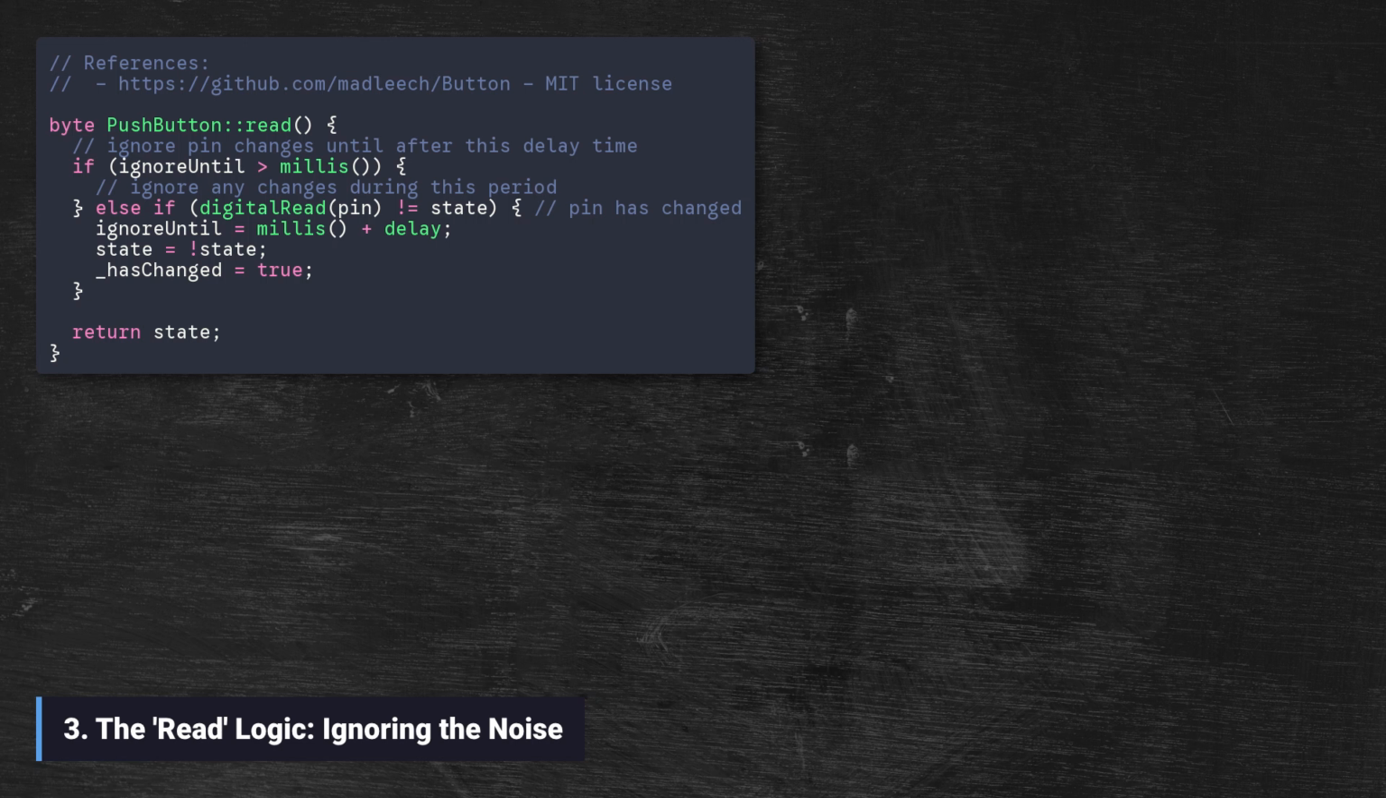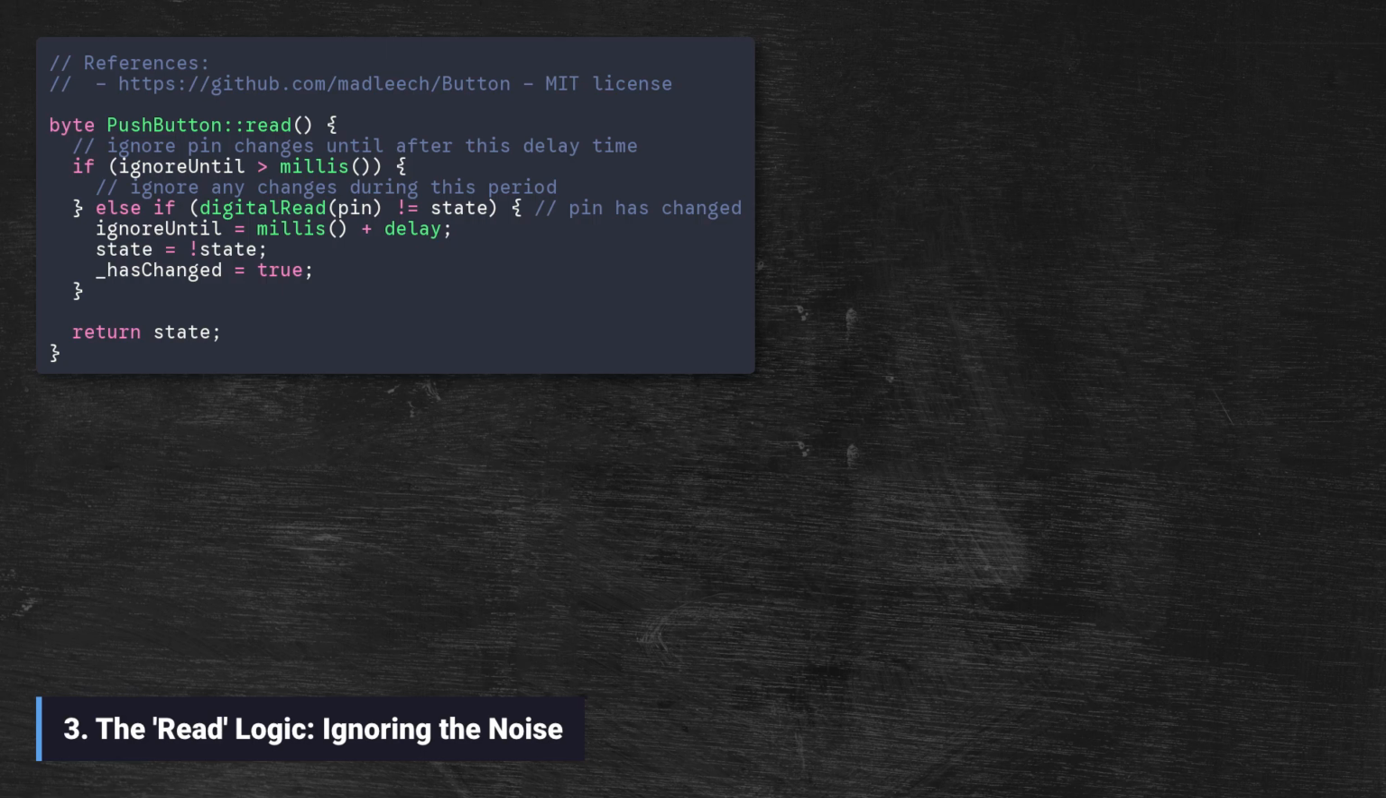Next, if (ignoreUntil > millis()). If the current time millis is still less than the ignoreUntil timestamp, the function skips the logic below. This means that while the button is physically vibrating or bouncing, the microcontroller ignores the pin, effectively filtering out the noise.